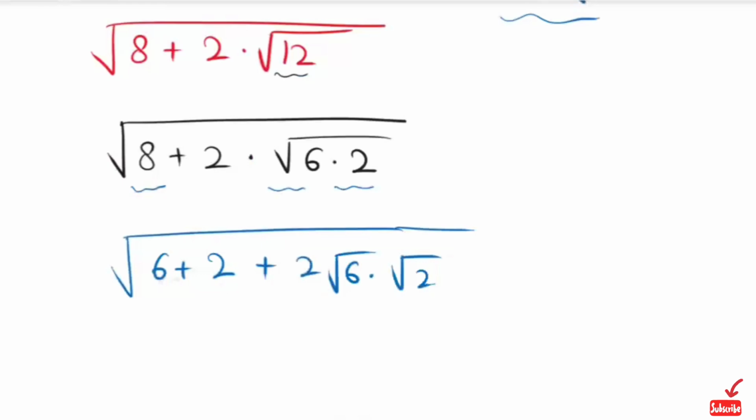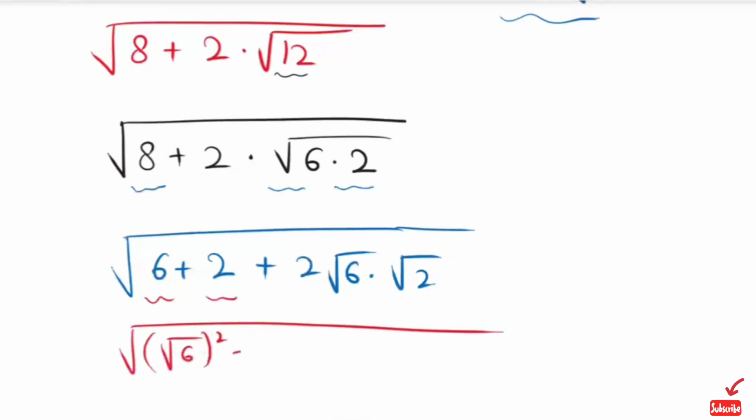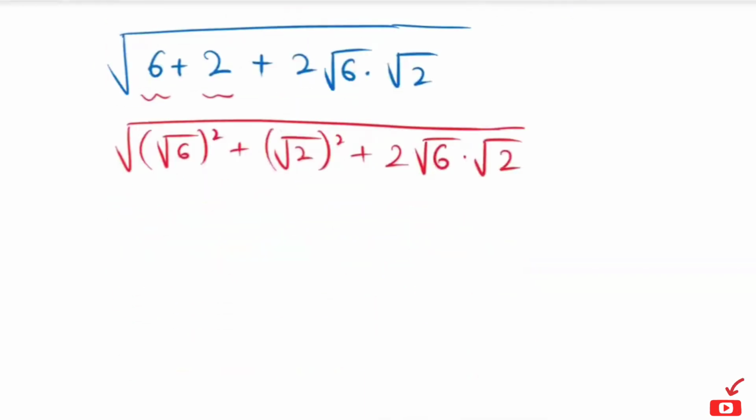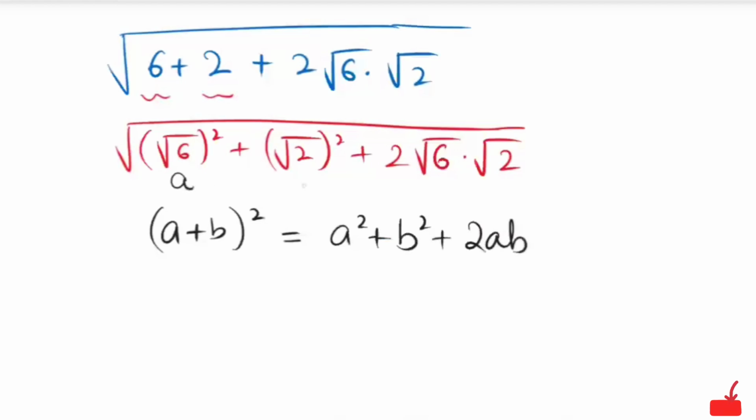Now I am going to change this 6 and 2 in this form: root 6 whole to the power of 2 plus root 2 whole to the power of 2 plus 2 root 6 times root 2. Now here, if I cancel out this power with this root, I will get the same 6 and 2. Now I am going to use the algebraic identity, a plus b whole square equals a square plus b square plus 2ab. So here, this is our a and this is our b value.